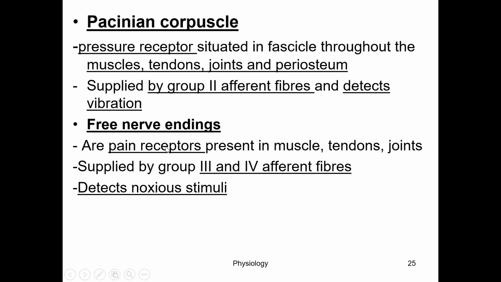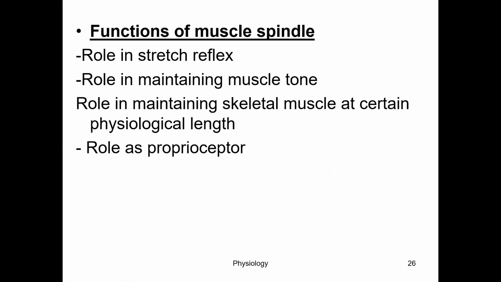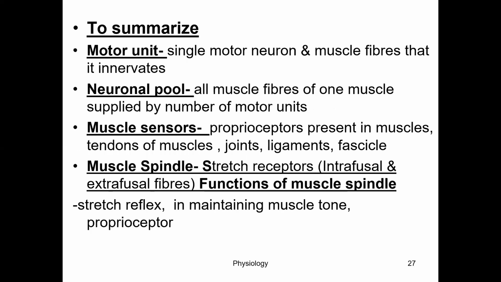Free nerve endings are pain receptors. These are supplied by, as you know, group 3 and group 4 fibers, and they detect pain in the muscle, tendons, and joints. So, what is the function of the muscle spindle? It is helpful for the stretch reflex, maintaining muscle tone, maintaining the skeletal muscle at a certain physiological length, and acts as a proprioceptor. So whenever you have a question on the muscle spindle, you should write about the intrafusal fibers and extrafusal fibers with sensory and efferent supply and their functions.